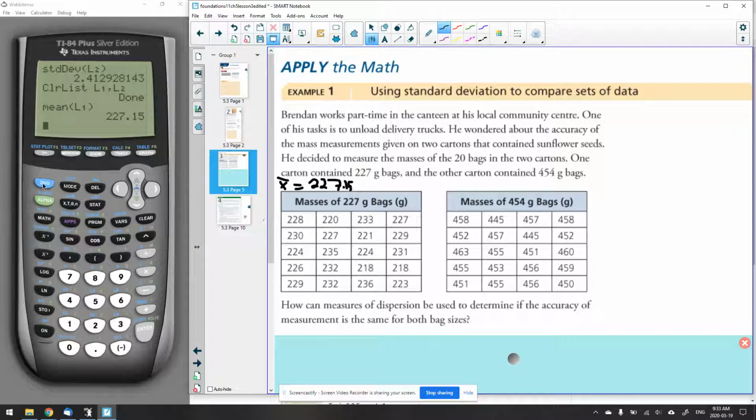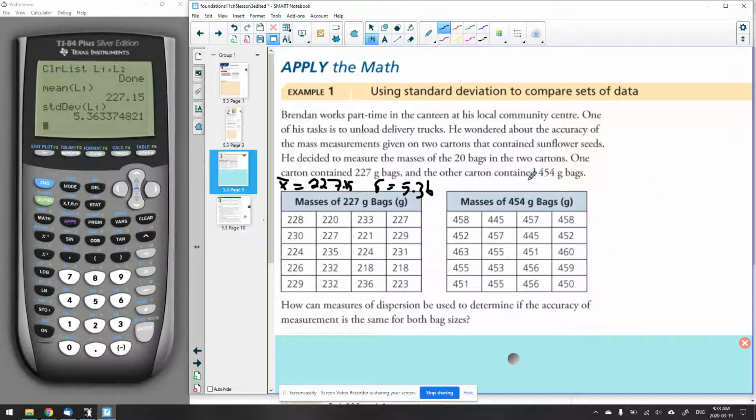So now let's take a look at the standard deviation. So we go second, stat, go over to math, down, find standard deviation, we find list 1, close bracket, we hit enter, and we get a standard deviation of 5.36. So that means the standard deviation is 5.36.